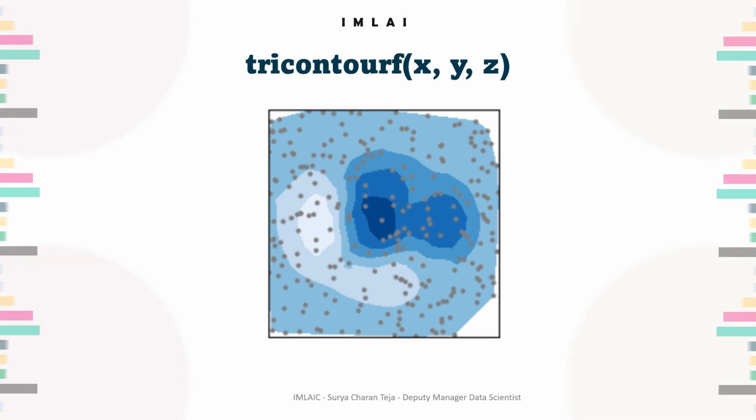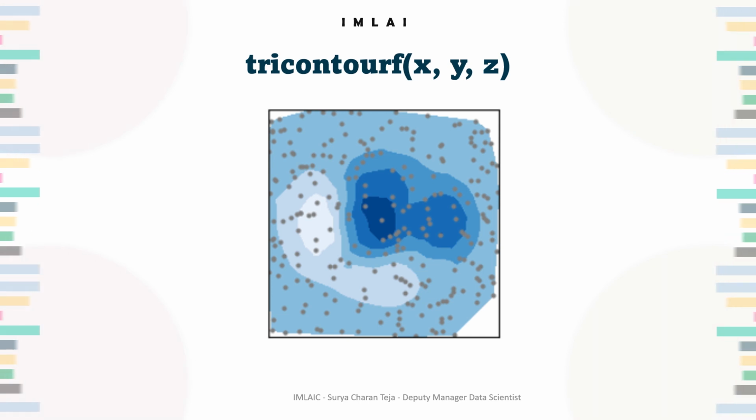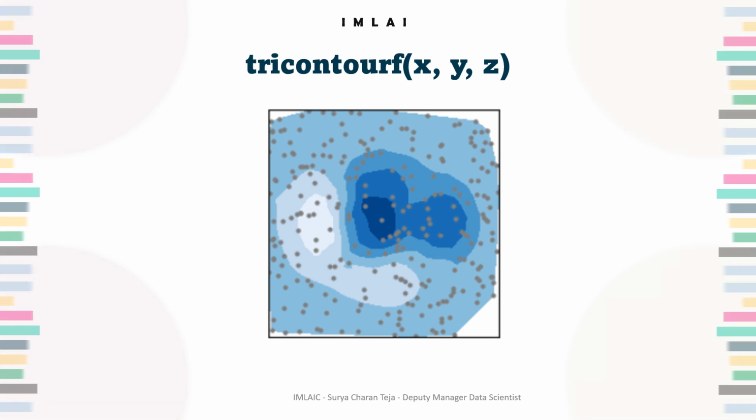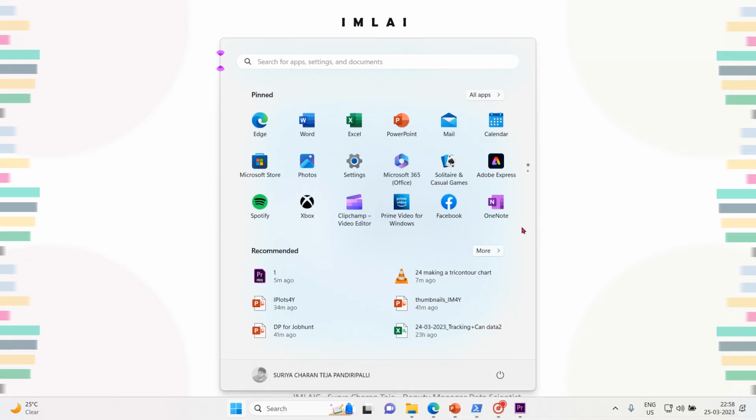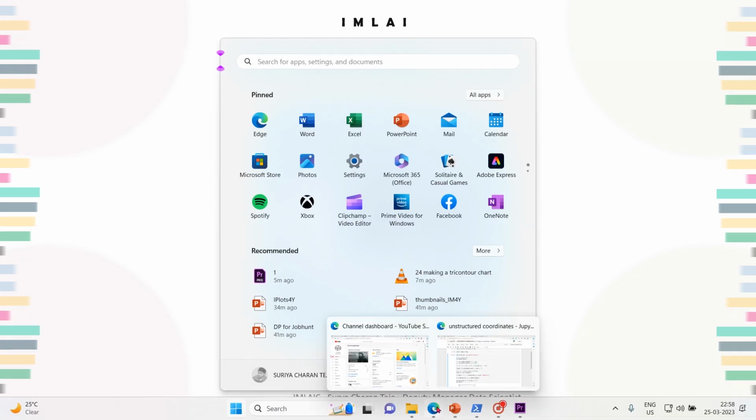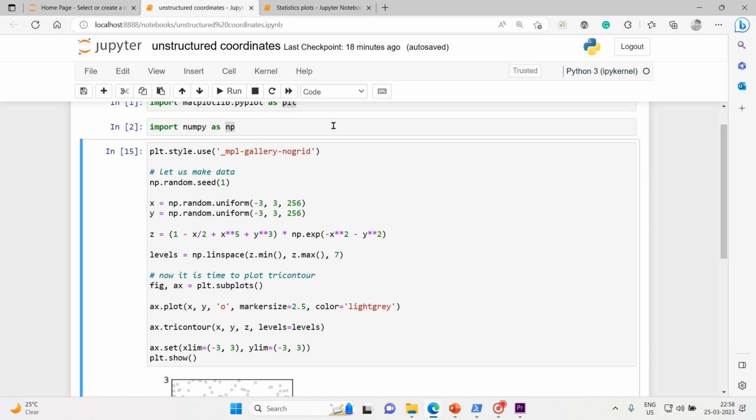The tricontourf-only keyword argument is antialiased, which is a bool to enable anti-aliasing, used in contours on an unstructured triangular grid. So what we will do is get into one example to get clarity. Okay, so let's get into our notebook editor.